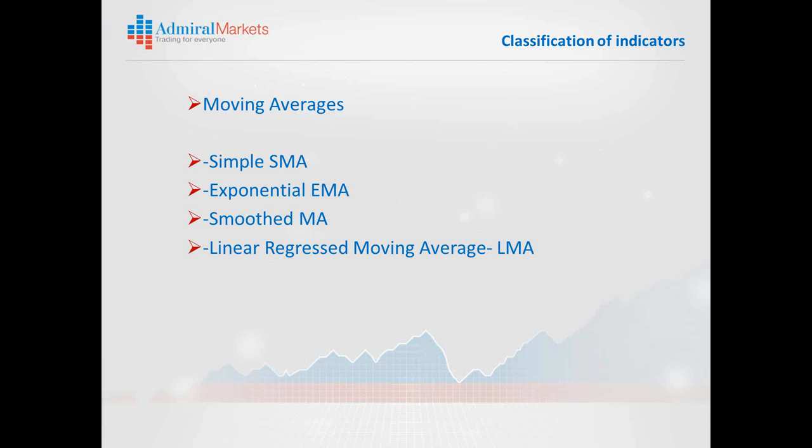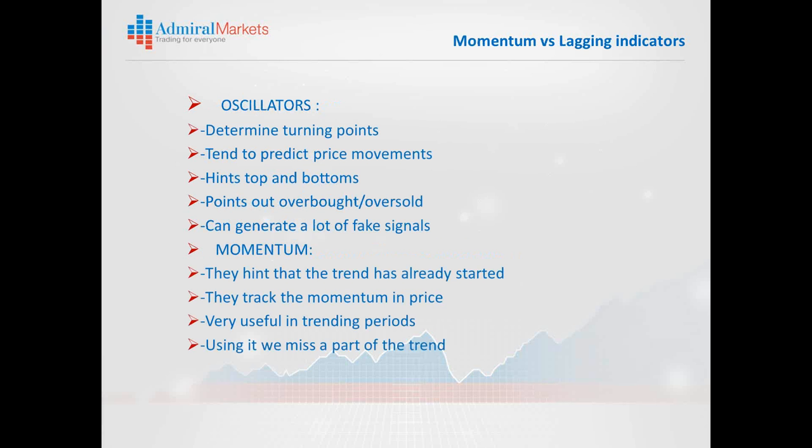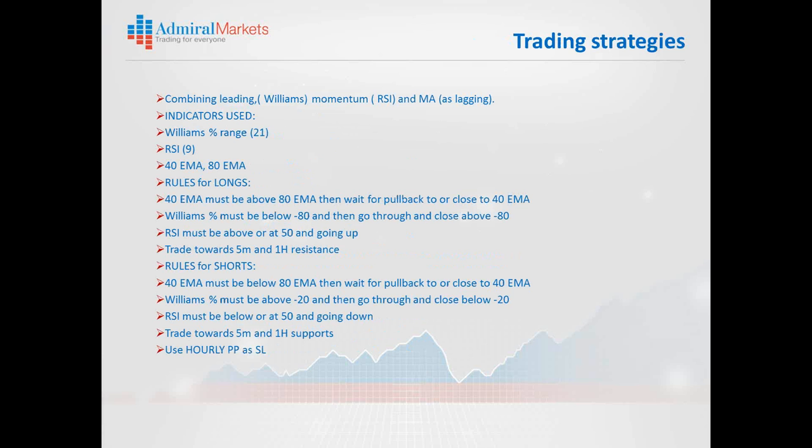If it's oversold, it's a selling signal. If it's overbought, it's a buying signal. It's completely reversed from stochastics. And this is combining leading Williams, momentum RSI, and moving average as a lagging indicator. So in this strategy, we will combine those indicators.